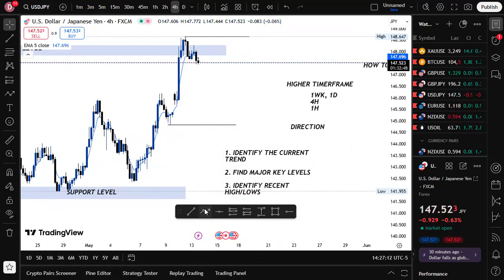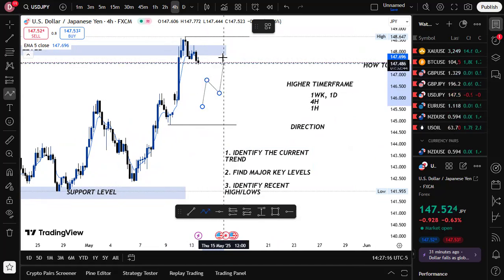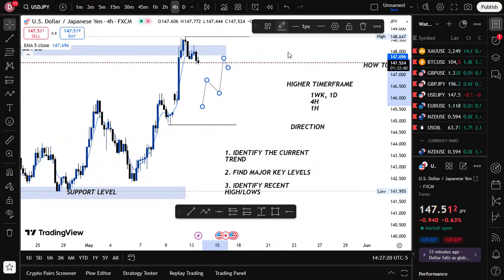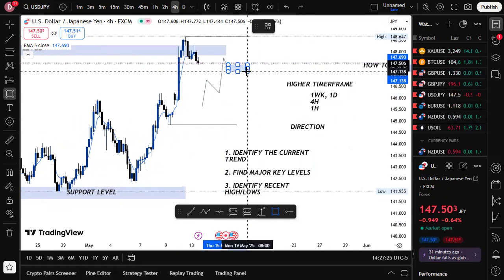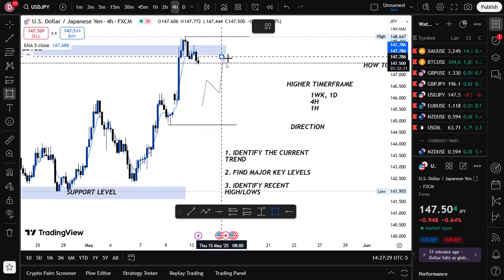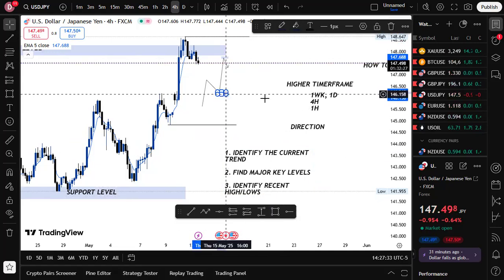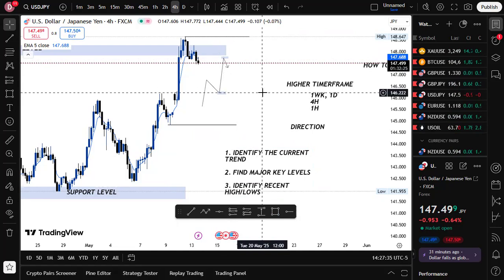So if price is in an uptrend like this, as you can see, it makes higher highs and higher lows. Now let's say the market is currently here. You cannot mark this point here as your recent low, because that's where the market still is, right? But here is your recent high, and here is your recent low.